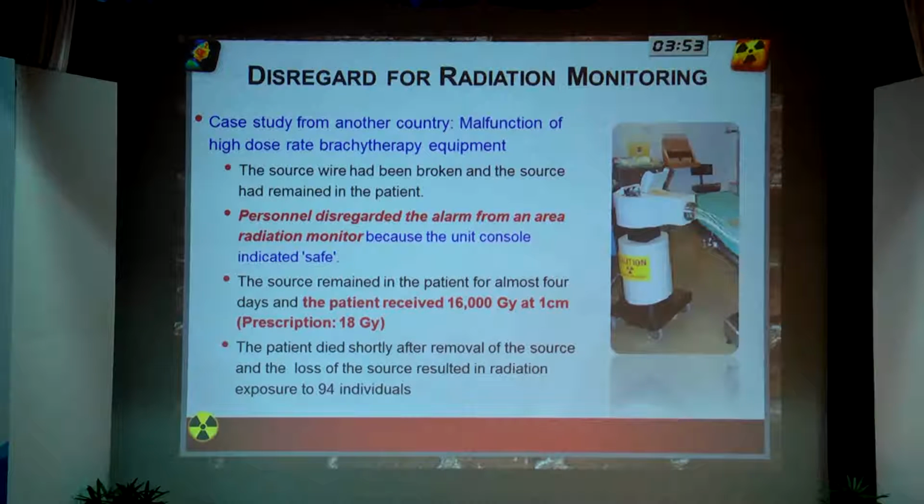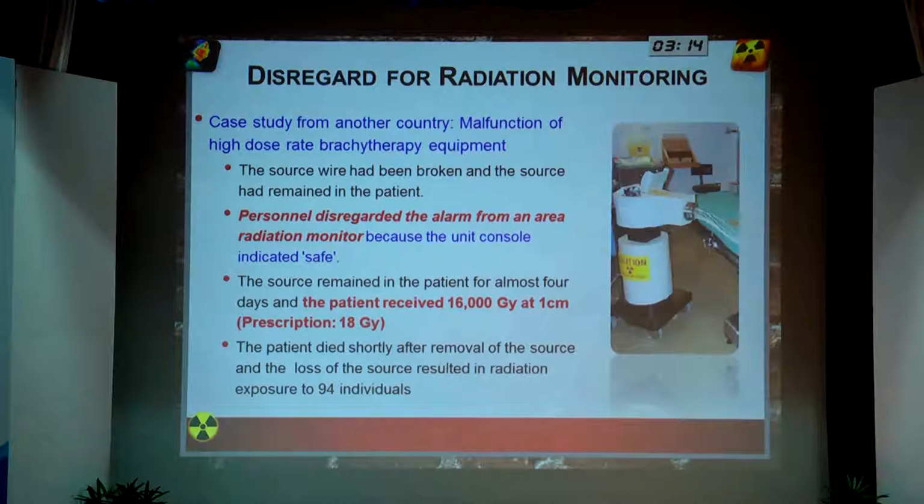Another incident where there was a disregard for radiation monitoring. This was an HDR brachytherapy source, and this is an example from another country. The equipment had malfunctioned. The radiation source has to be here, and the patient will be here, and the source will go inside the patient, give the therapy dose, and come out. But what had happened was, the source wire had broken, and the source remained stuck inside the patient. And there was an alarm. We have a gamma zone monitor, which will show the radiation levels and give an audio alarm. But that was ignored, because the unit console said the source is in safe position.